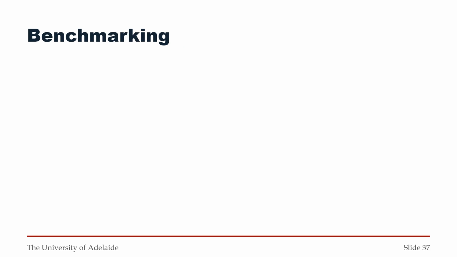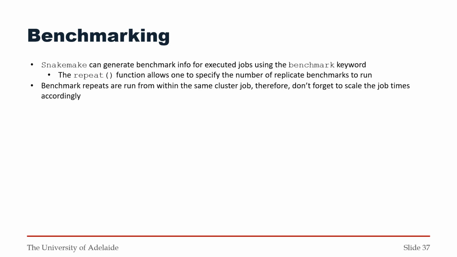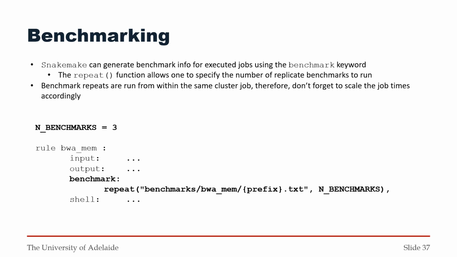Another pretty cool feature of Snakemake is the ability to do benchmarking. Snakemake provides this benchmark keyword and a function called repeat that allows you to rerun the rule and the benchmarking of that run multiple times. For instance, you can set the number of benchmarks to be 3, and then use this benchmark keyword together with a repeat function. You specify the benchmark file name here. This is where the information from the benchmark of this rule will reside after the rule is executed.